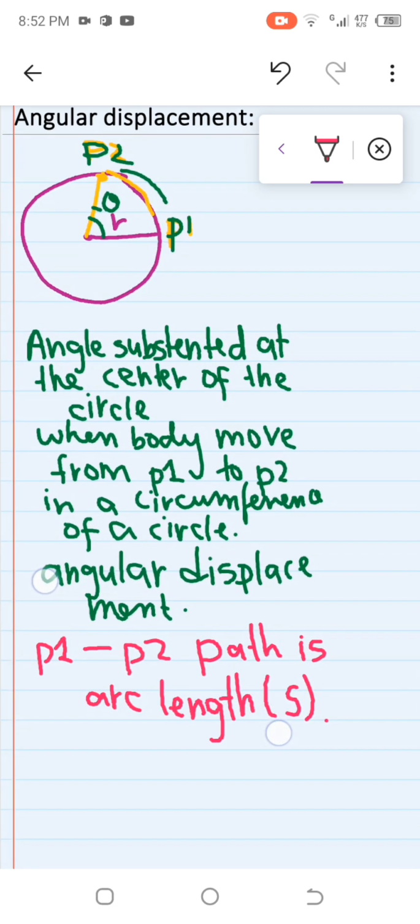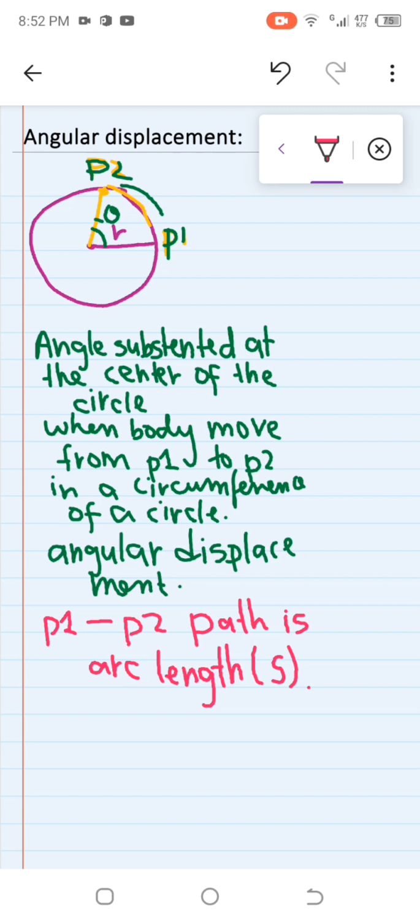Now if we derive the formula, S is directly proportional to theta. Whenever the path, that is the displacement from point P1 to point P2, is greater, for example if I have another point P2 here, this path is greater, so this angle theta will also be greater. This means arc length is directly proportional to theta. To remove this proportionality sign we put S equals r theta.